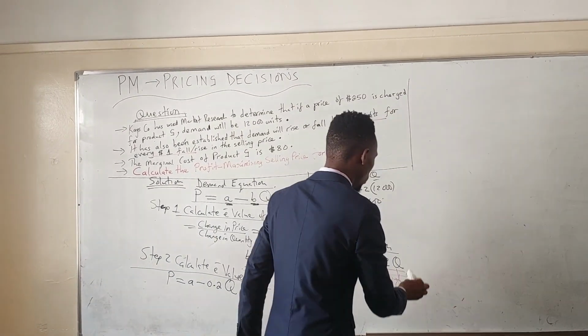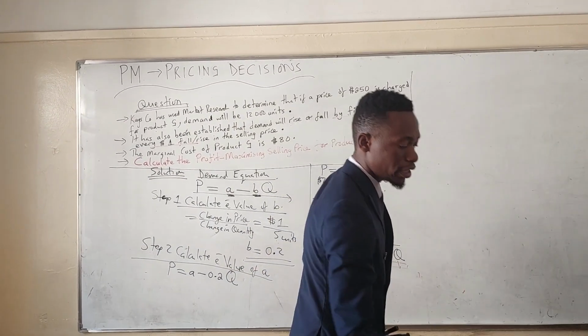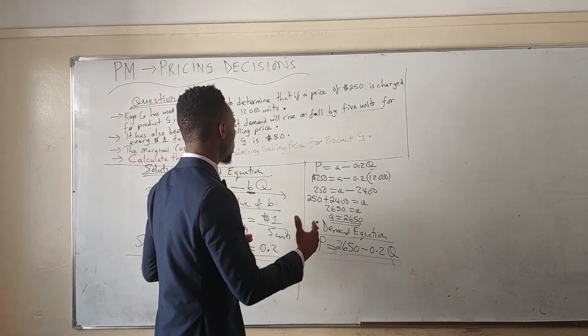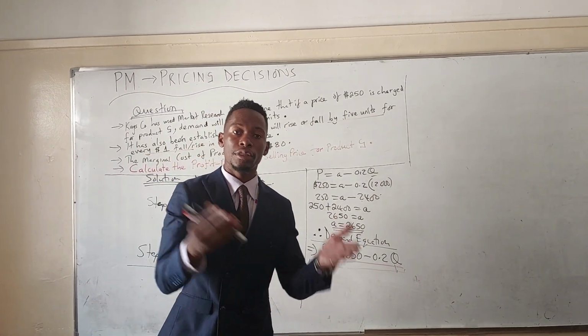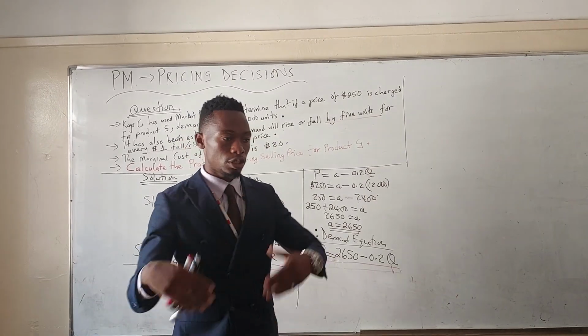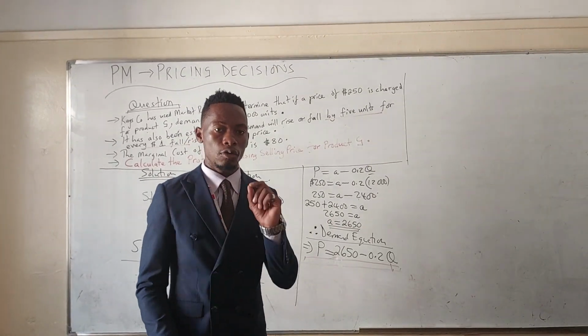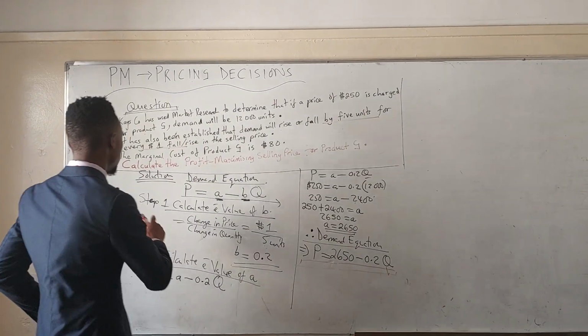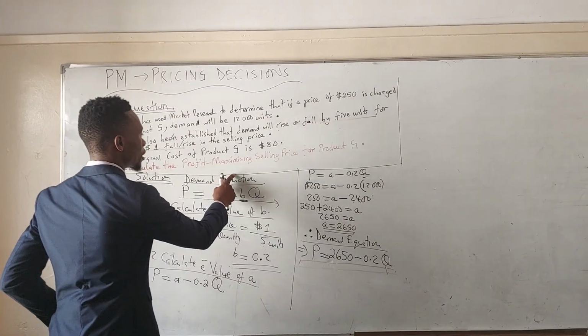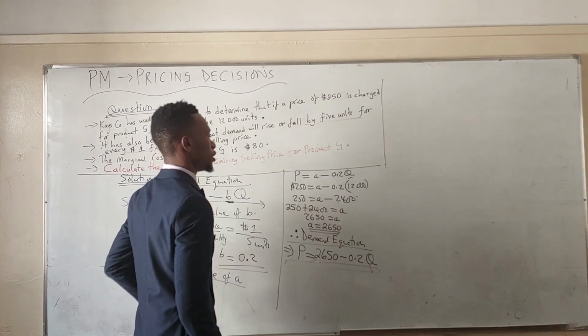But looking at this now, here they didn't ask the question about the price that should be charged for us to be able to sell these units, or 10,000 units, or 5,000 units. They want the price which will maximize your profits. So they are saying calculate the profit maximizing selling price for product G.